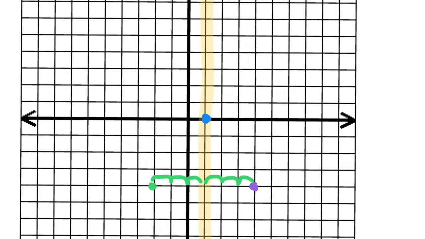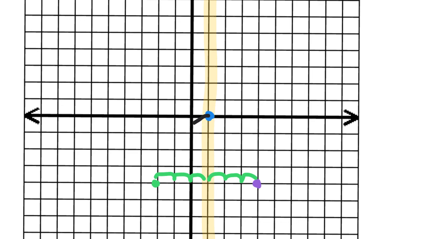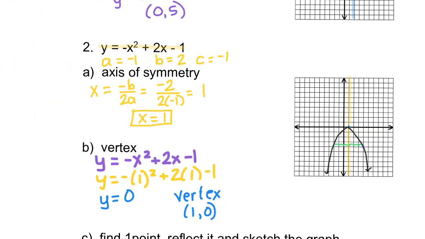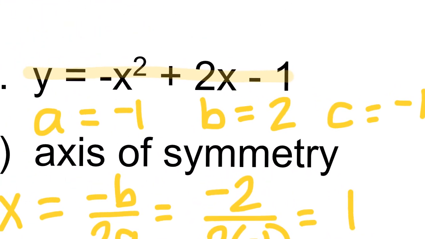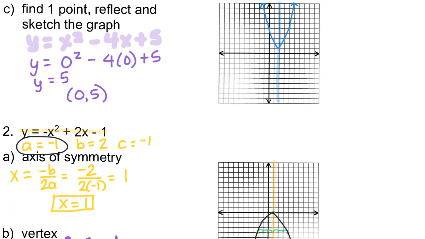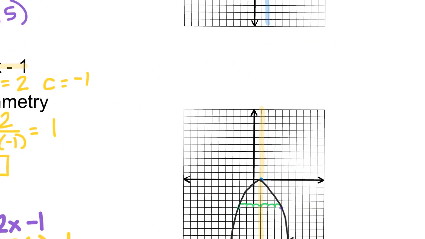Now we'll sketch it going through those points from the vertex, and it is opening down this time. Now looking at the equation, you may have been able to guess that. Because our coefficient a was negative 1, we know that our graph, our parabola, will open downward, thus making that vertex a maximum point. That concludes your lesson for today.